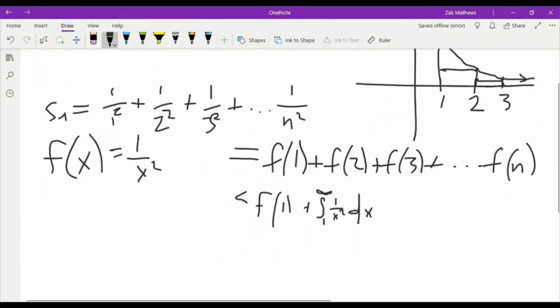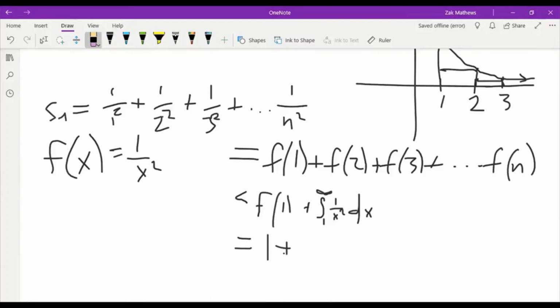Now, if we look at this integral, this is something that we can compute. We know that f of 1 is just equal to 1. The antiderivative of 1 over x squared would be negative 1 over x. And we have to evaluate that from 1 to infinity, which really means I need to change this around a little bit. I need to treat it as that improper integral. So that means I must stick my limit in front.